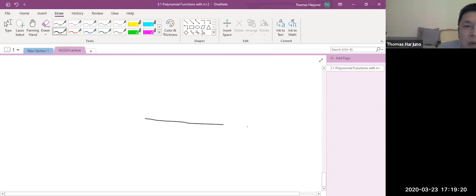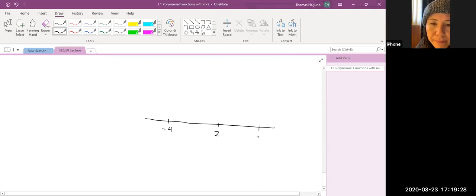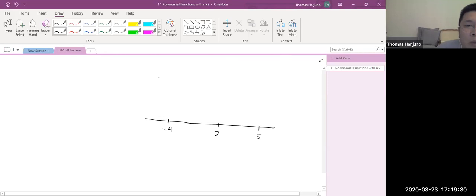The sketch right now is pretty much like this. One of them is negative 4, and then the other one is 2, and 5, right? Now we know that it will start from positive infinity, and later on it will go to positive infinity. So far, so good.